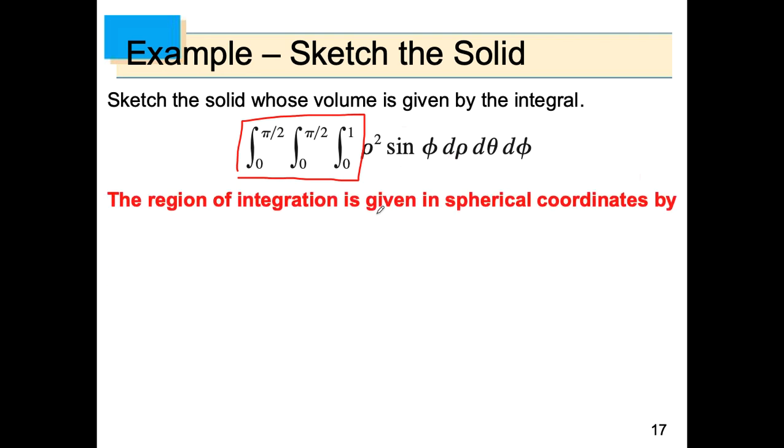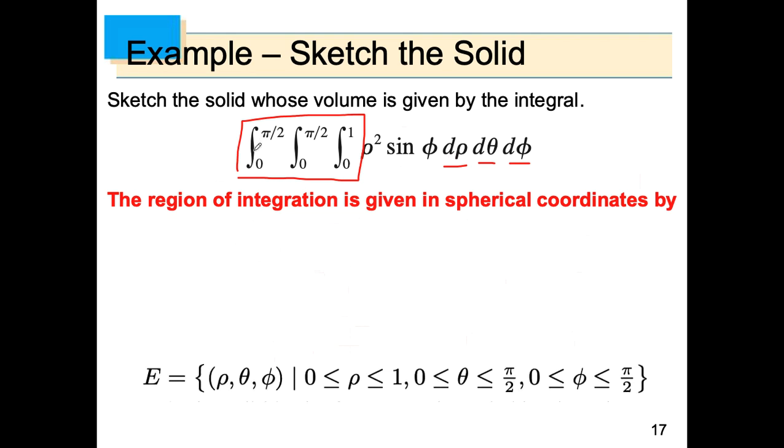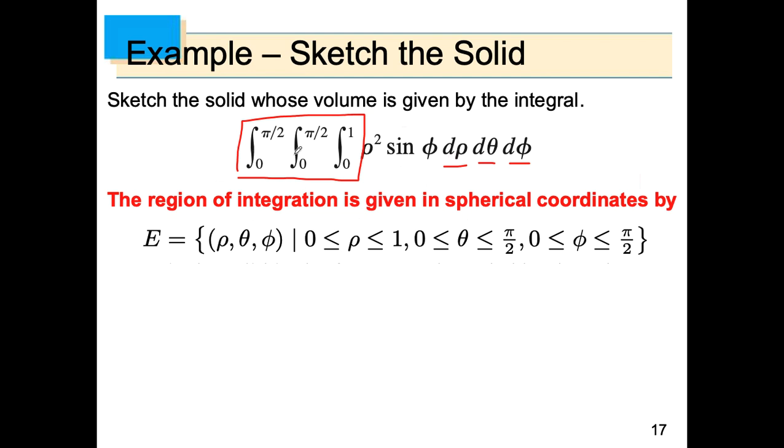Based on these three integrals here, and don't forget, the innermost differential corresponds to the innermost integral, the middle differential corresponds to the middle integral, and the outermost differential corresponds to the outermost integral. Based on that, I think you all could agree that my region of integration has rho between 0 and 1, theta is between 0 and pi over 2, phi is between 0 and pi over 2 as well.